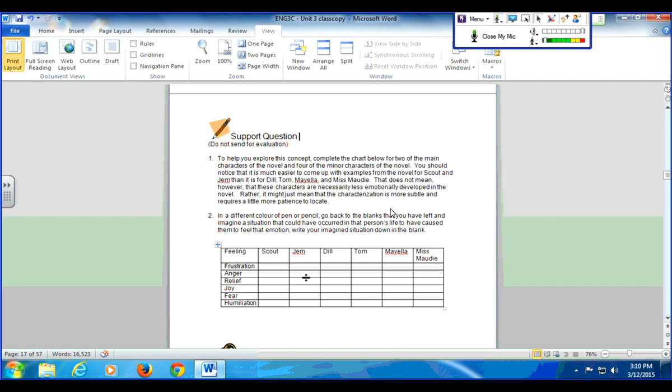You want to go back to left and fifth where you imagine a person's life to have caused them to feel an emotion, where you imagine the situation and fill in the blank. So I just noticed there's a bit of a word error in this question. Give me a second and I will fix that for us.